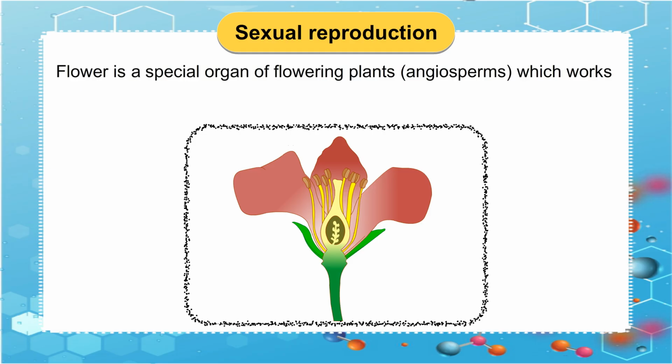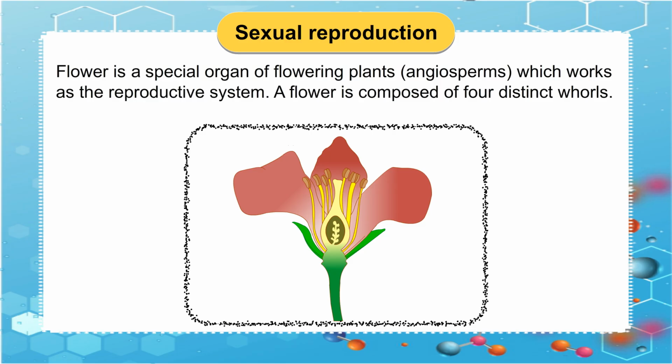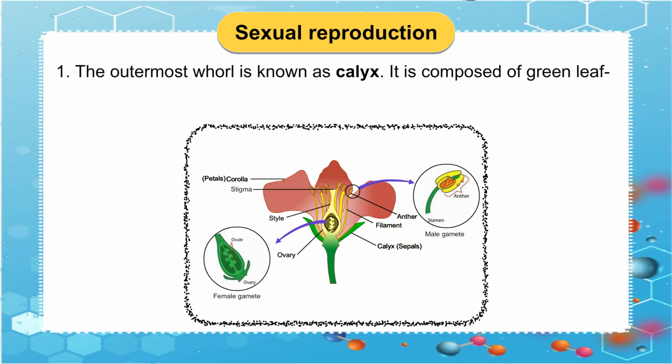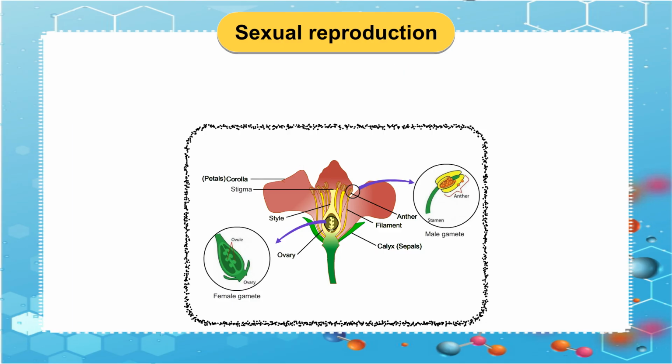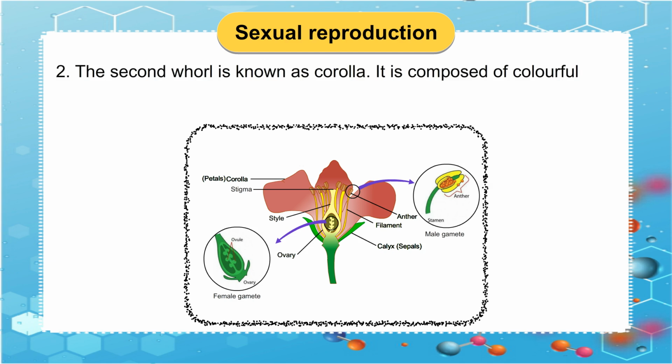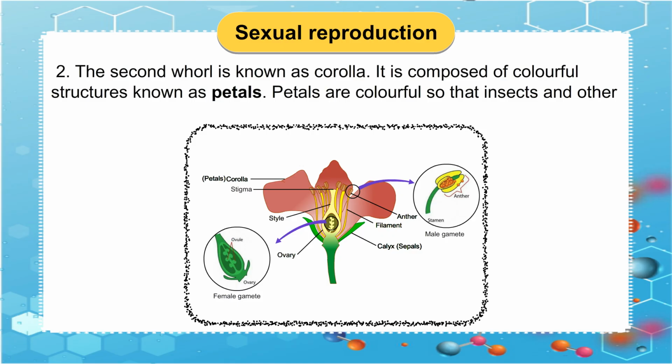Flower is a special organ of flowering plants, angiosperms, which works as the reproductive system. A flower is composed of 4 distinct whorls. 1. The outermost whorl is known as calyx. It is composed of green leaf-like structures known as sepals. 2. The second whorl is known as corolla. It is composed of colorful structures known as petals.